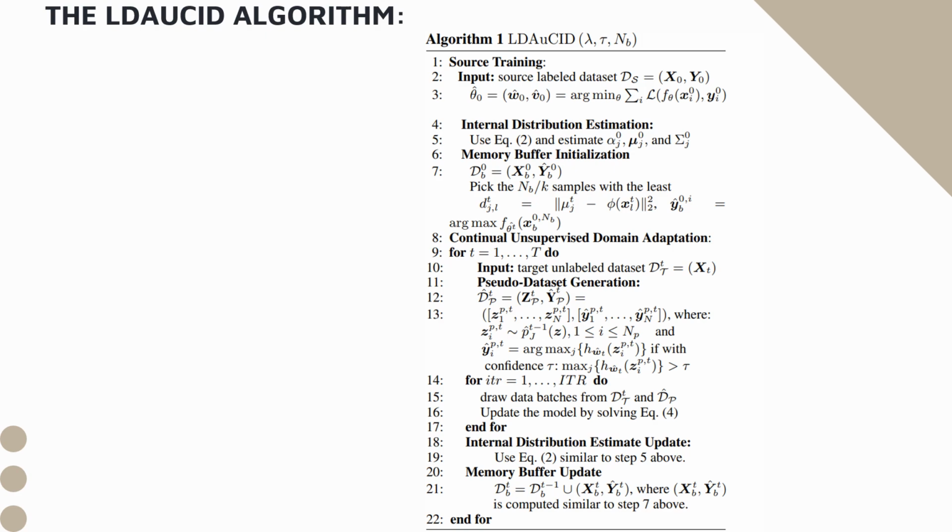Then for t equal to 1 to the number of epochs, we draw batches from these datasets. Then we update the model by solving the minimization problem. Then we update our probability distribution, and then we update our memory buffer to the intersection of both of these, and then we go back to step 7.